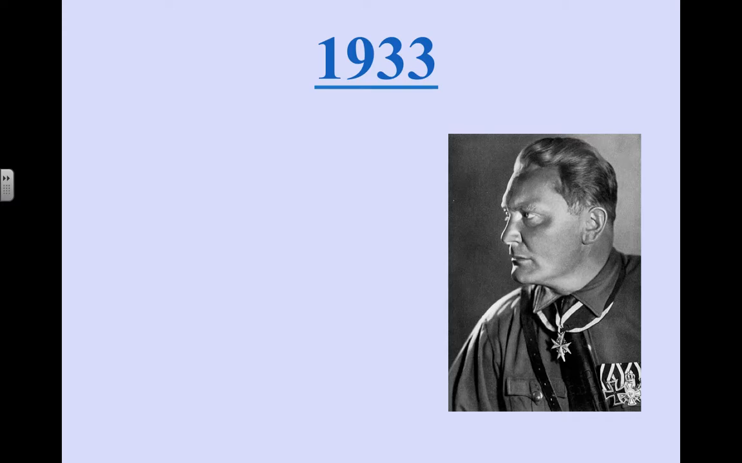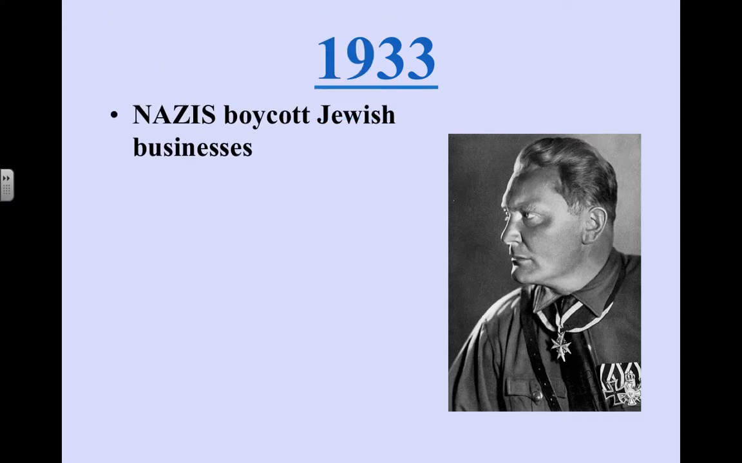In 1933, Nazis started to boycott Jewish businesses. So they would have Nazi soldiers mark the Jewish business, like a store owned by Jewish people, and they would put a little mark on the door to say that Jews work there. Also, Nazi soldiers would stand in front of stores so that customers couldn't go in.